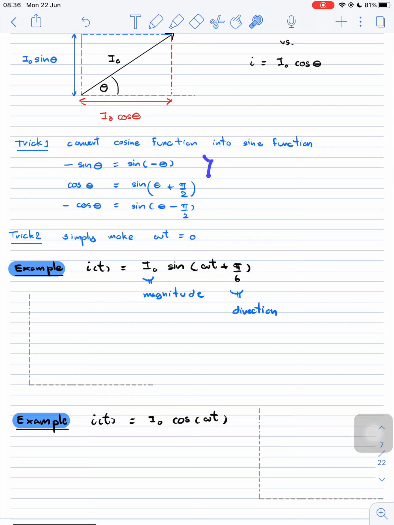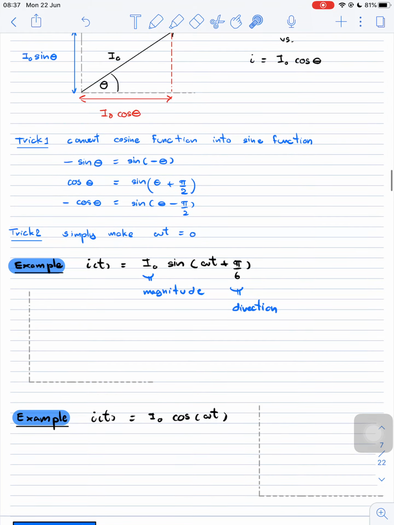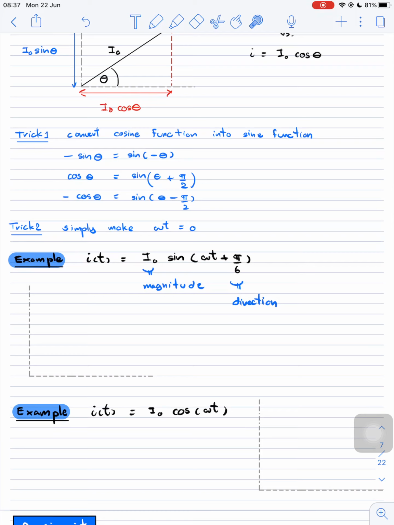So this will be the identity that we always use in this chapter. So I recommend that you change everything to the sine function. Okay, just change everything to the sine function.